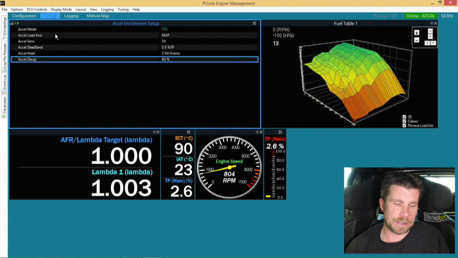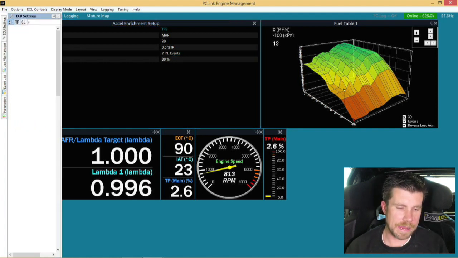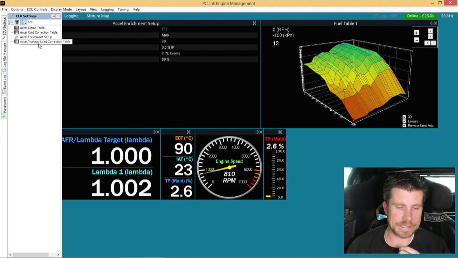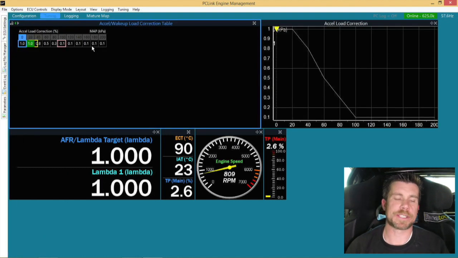So this is your base setup. Now on top of that, we also have a few tables available. So I'm going to look at, first of all, our acceleration wake up load correction table. Now this works off the load correction axis that we already looked at.